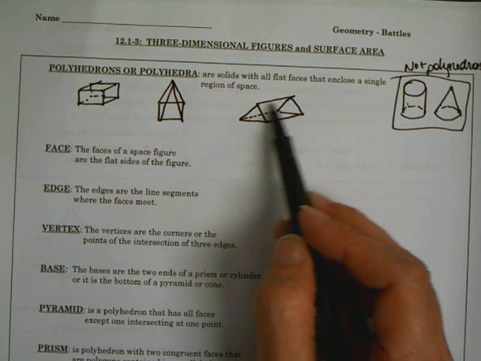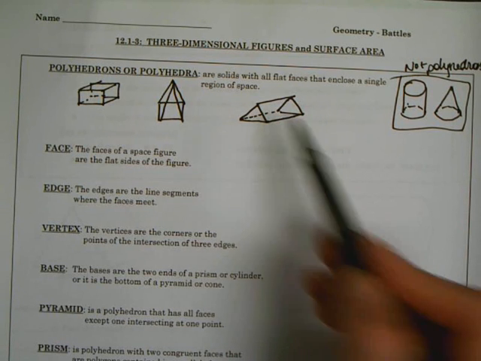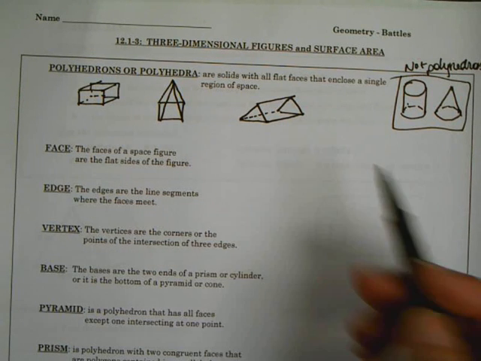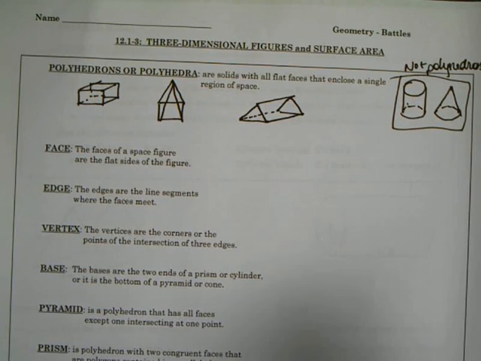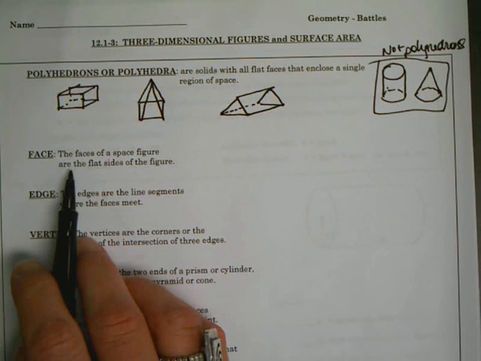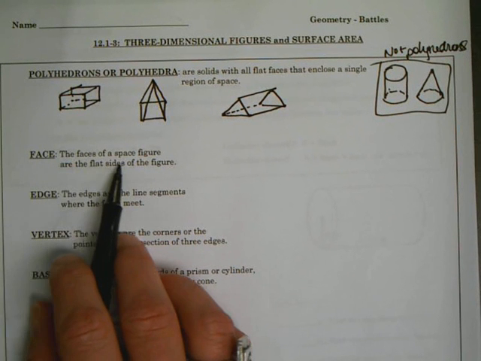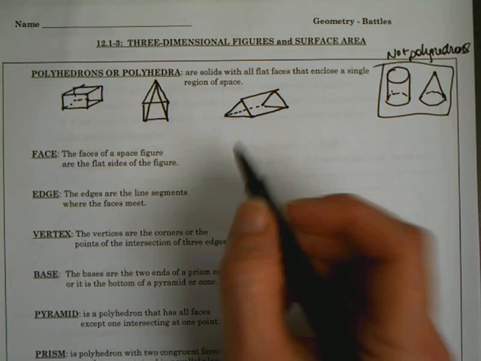These all have non-circular faces, which means they are polyhedrons. These have circular faces. They are not considered polyhedrons. All right. So now then, a face is a word we need to talk about. The faces of a space figure are the flat sides of the figure. So I'm going to draw a cube.